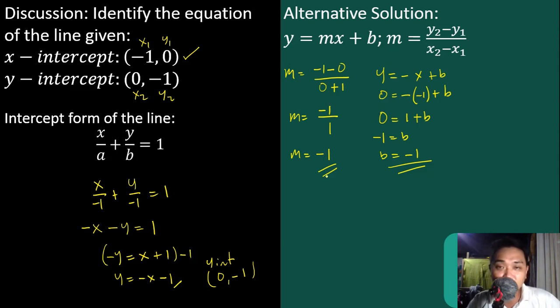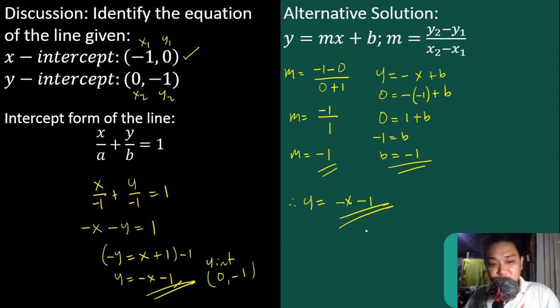All we have to do now is to substitute para meron na tayong linear equation. So our linear equation is y is equivalent to the slope, which is negative 1, times x. No need to write negative 1, just negative x. Then our b is negative 1, so minus 1. Ayan. So pareho lang po sila, just the same.